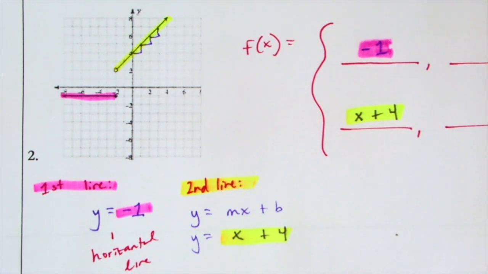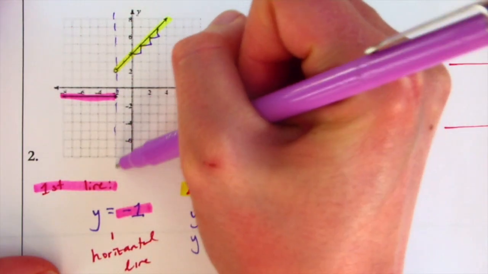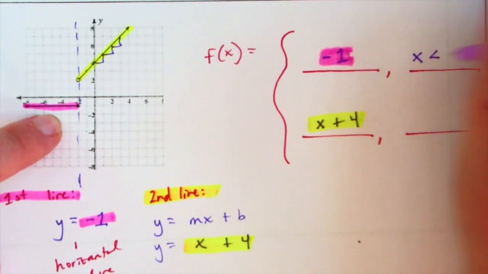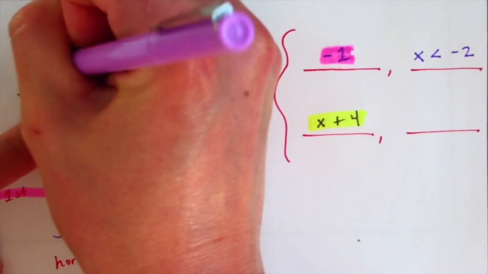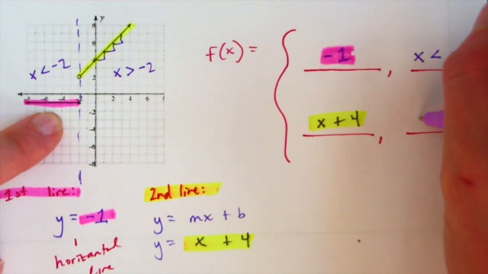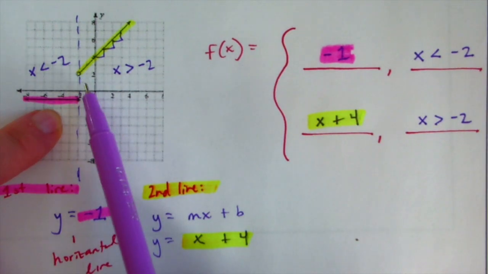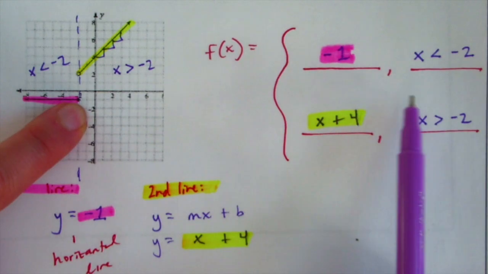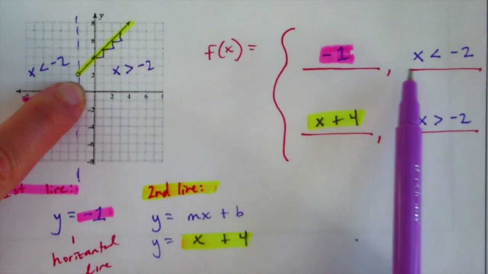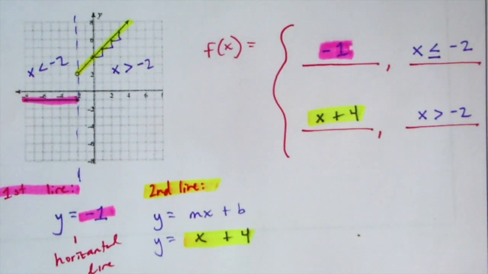All right, so now I have to figure out the domain. It looks like in this case my special x value is -2. The function on the left exists for x values less than -2, and the function on the right is for x values greater than -2. Now just pay attention to open and closed circles. The first function has a closed circle, and my second function has an open circle. So I need to make sure I include the less than or equals to sign on the first.